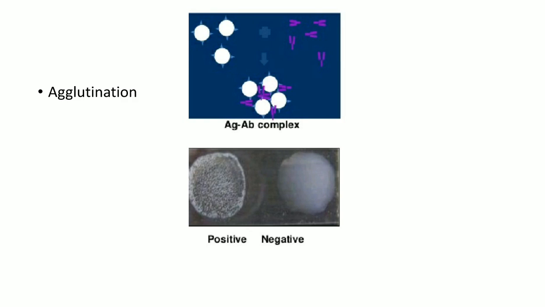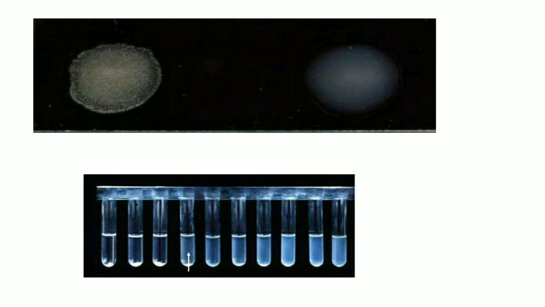IgM antibody is involved in agglutination rather than IgG antibody. And which is better, agglutination or precipitation? Definitely agglutination is better. It's easily visible, also more sensitive. In agglutination you have the slide agglutination test and the tube agglutination test. The typical example is the Widal test, which we are doing for enteric fever.